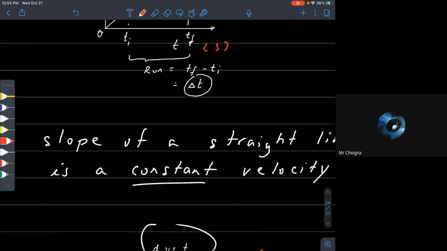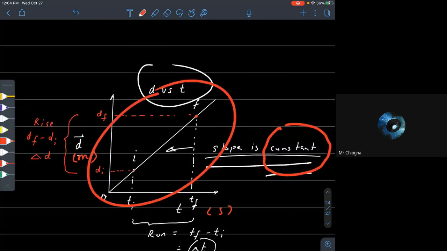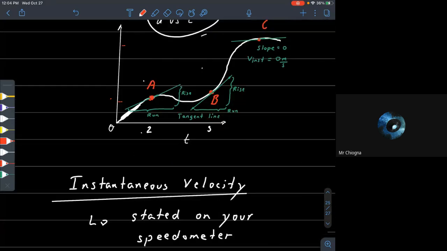The first one that I introduced is this here. This is the easy case. It's a straight line. It's a constant slope. So it's a constant velocity. That's the easiest case. A couple more things to add here.